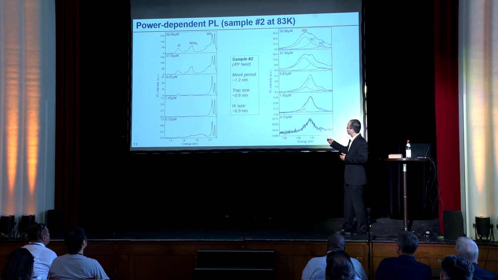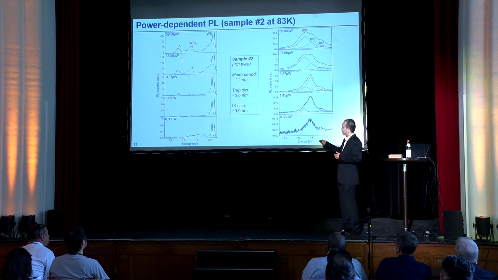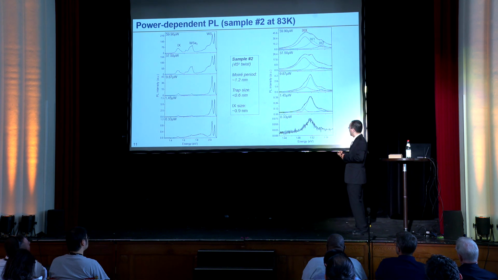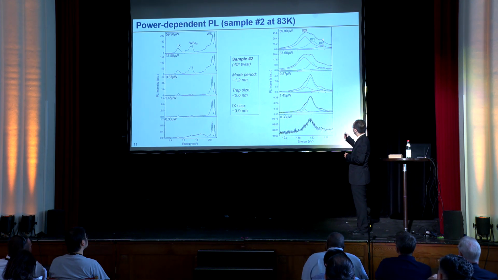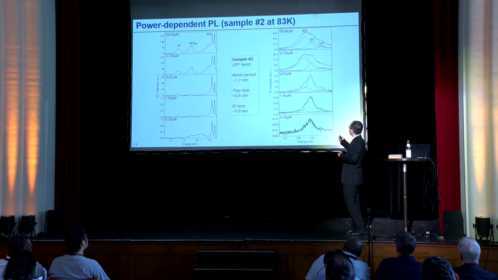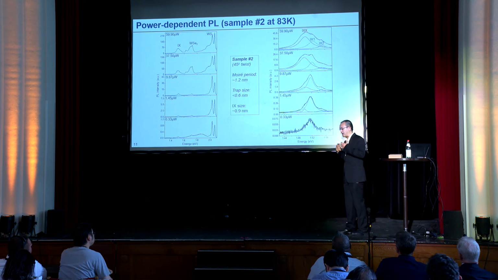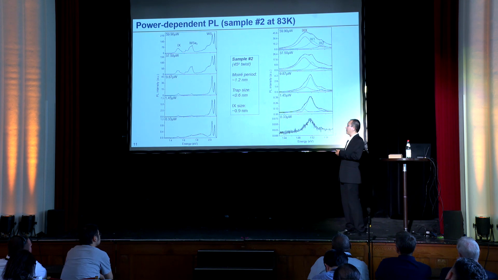From this sample 2, with a twist angle of 45 degrees, we can clearly see the interlayer exciton emission at around 83 Kelvin. Now, from this power-dependent measurement, we can clearly see when we use a low power, we can only see one peak. But when we increase the pumping power, a low energy peak will emerge and become dominant in the PL spectrum. This peak, we named it IXX. It was assigned to be coming from the interlayer bi-exciton state.